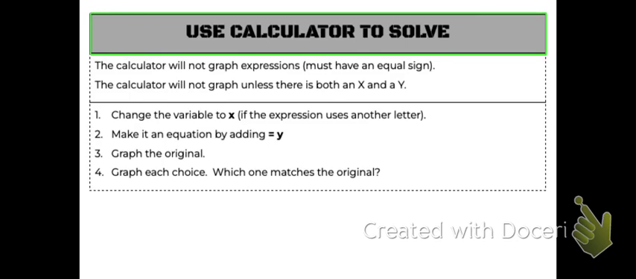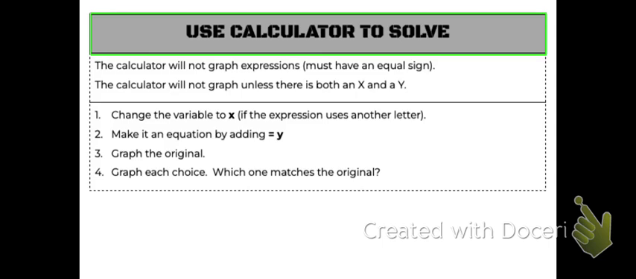So what you need to do with that expression, you want to change the variable to x if it's not already, if they're using a different letter. And then you need to add equals y. That made it an equation. Then you graph it. Then you go through and you graph each of the choices and see which one matches the original.